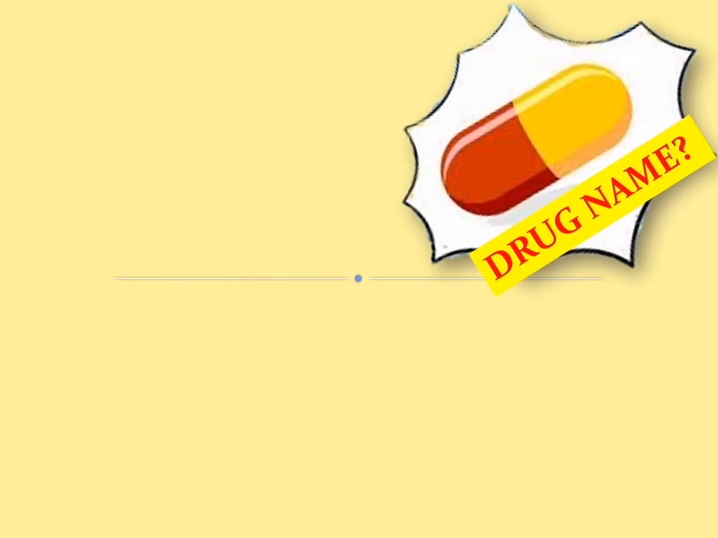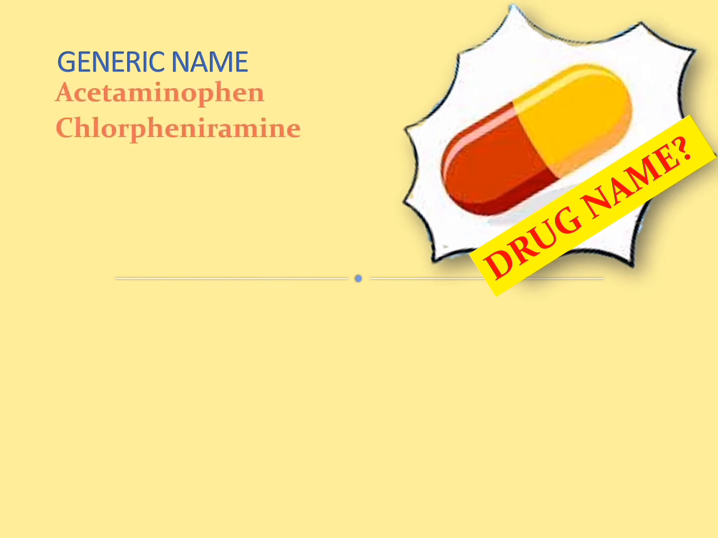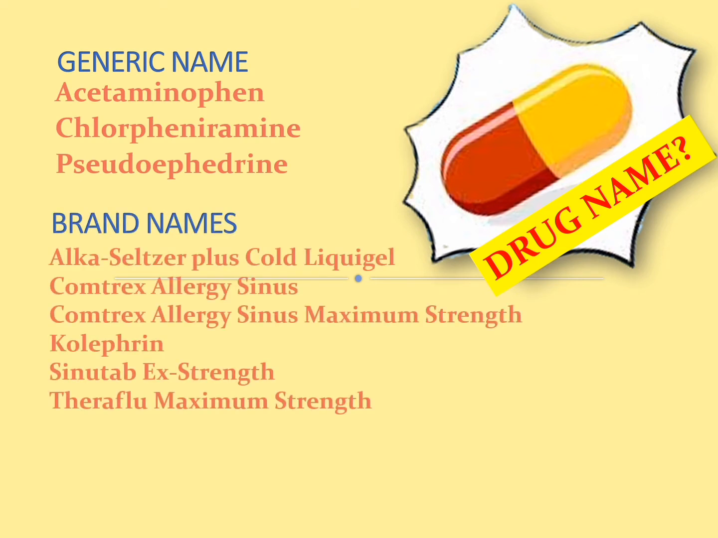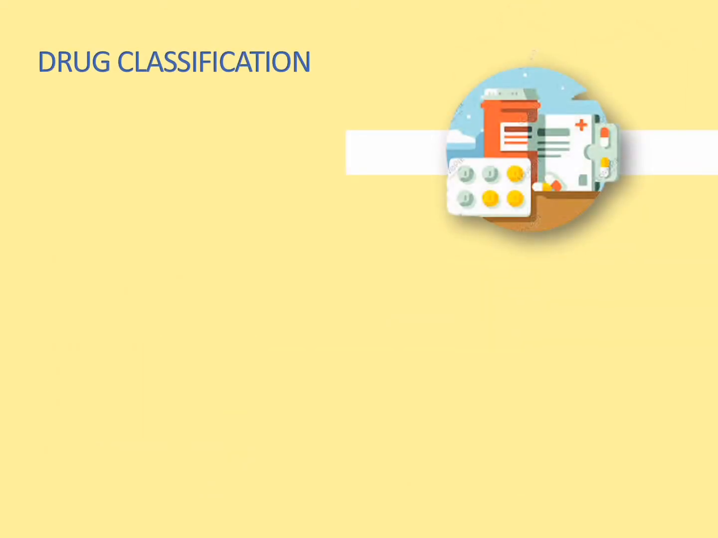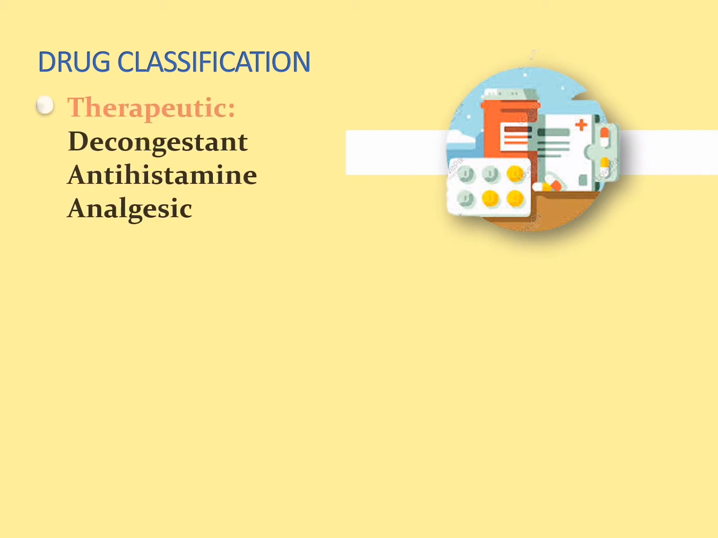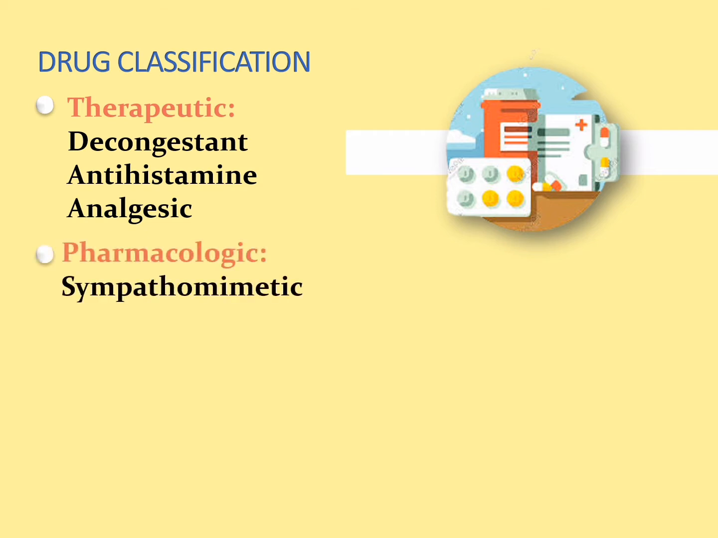Hello everyone, I am Sinutab. My generic name is acetaminophen, chlorpheniramine, and pseudoephedrine. But I also have many brand names such as the following. Lastly, my chemical name is chlorpheniramine plus pseudoephedrine plus acetaminophen. Now that you know who I am, let us move on to my drug classifications. My therapeutic classifications are decongestant, antihistamine, and analgesic, while my pharmacologic classification is sympathomimetic.